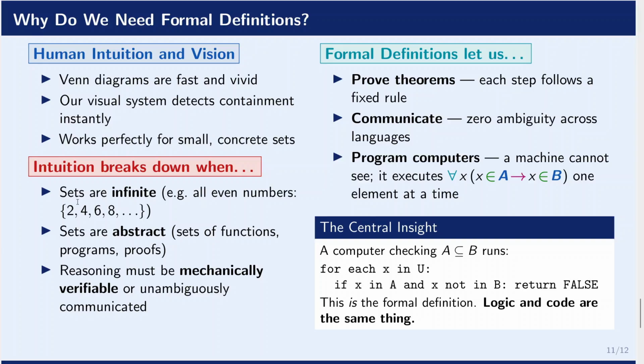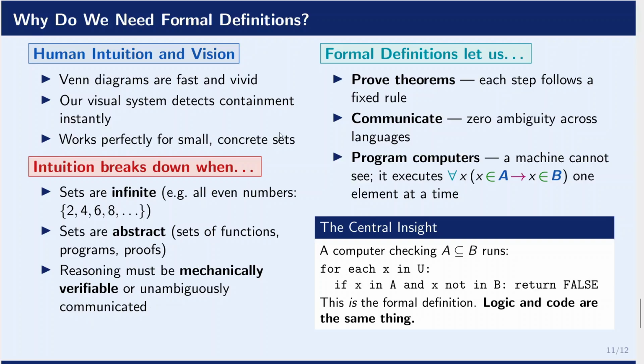However, human intuition breaks down in certain situations. It breaks down when sets are infinite, like the set of all even numbers, 2, 4, 6, 8, and so on forever. We simply cannot draw a Venn diagram for infinity. Intuition also breaks down when sets are highly abstract, such as sets containing complex functions, computer programs, or mathematical proofs. And finally, our mathematical reasoning must be mechanically verifiable, and it must be communicated without any room for misinterpretation.